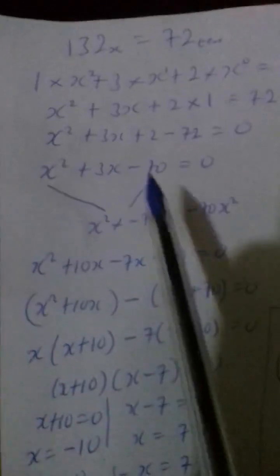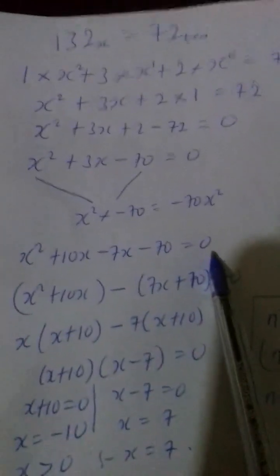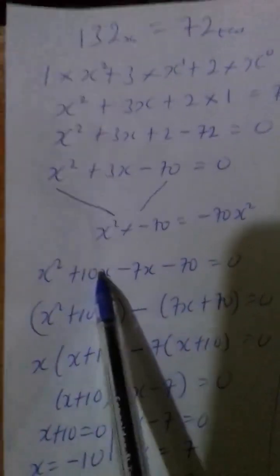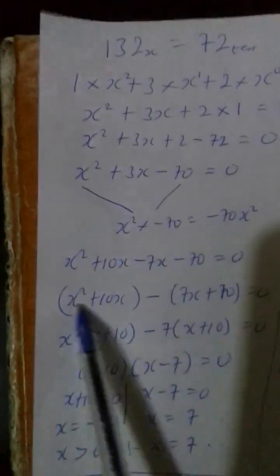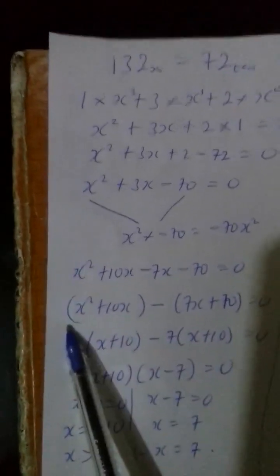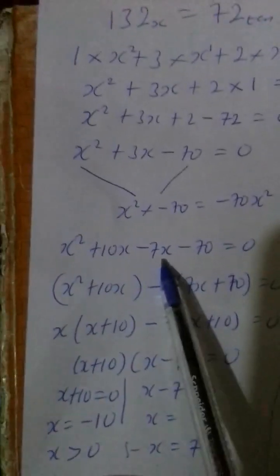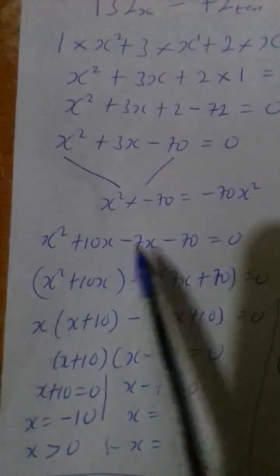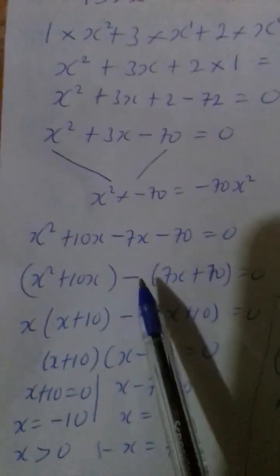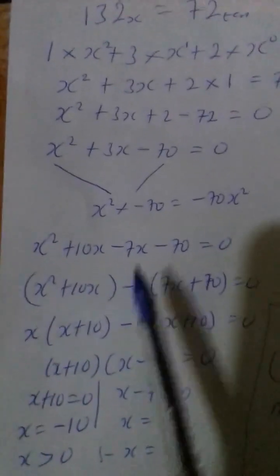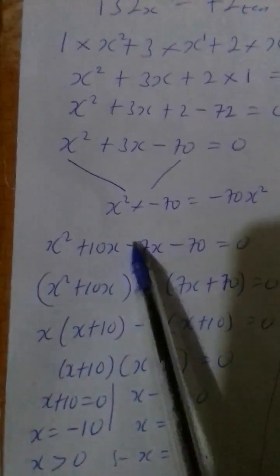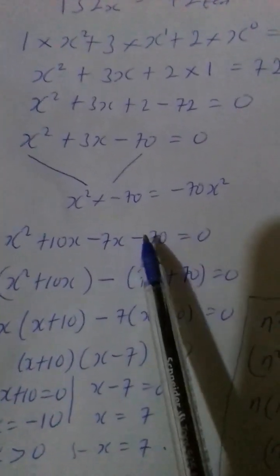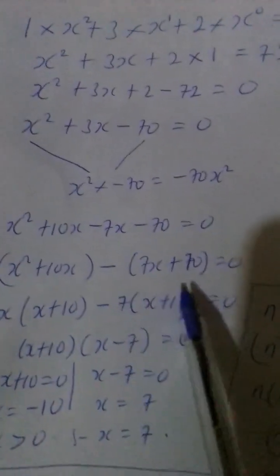Then what do I have? Minus 70 equals 0. Then you now group them. Group means this x squared plus 10x. Group them together, x squared plus 10x, put in bracket. Now look at this: minus 7x, minus 70. So there's minus here and minus here. So you bring out the minus. When you bring out the minus, this minus 7x divided by this minus will give you plus 7x. Minus 70 divided by this minus again, you have plus.